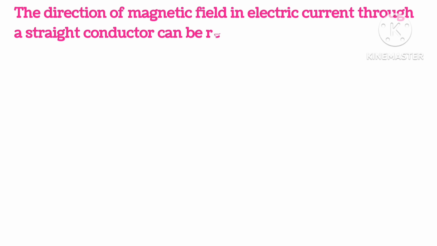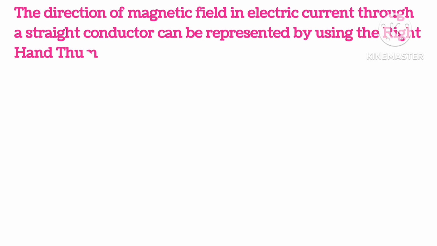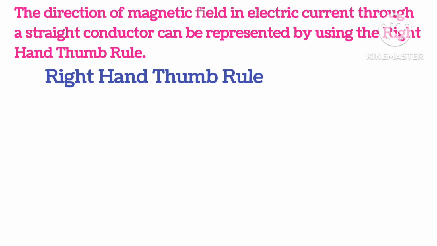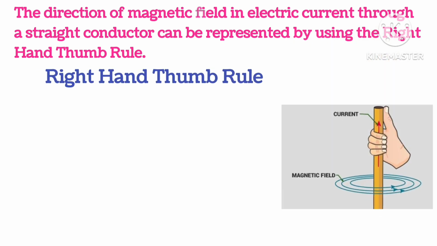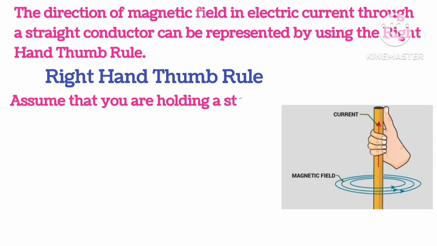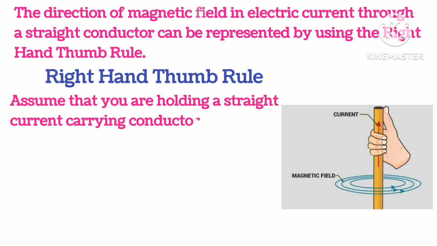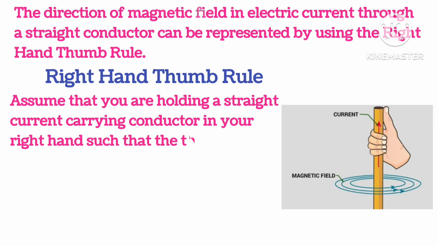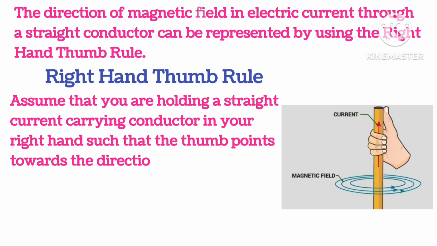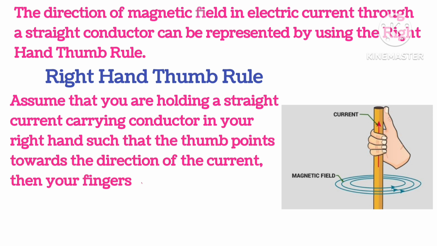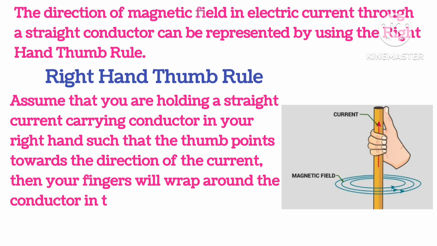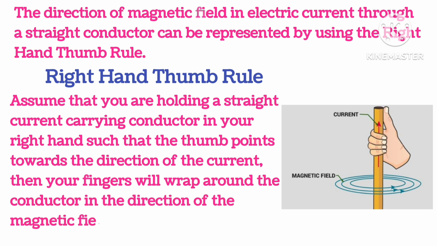The direction of magnetic field in electric current through a straight conductor can be represented by using right hand thumb rule. According to this rule, if you are holding a straight current carrying conductor in your right hand such that the thumb points towards the direction of the current, then your fingers will wrap around the conductor in the direction of the magnetic field lines.